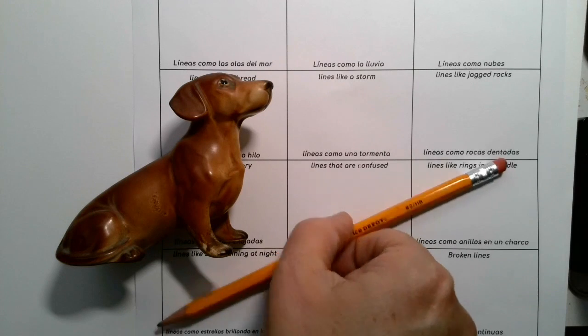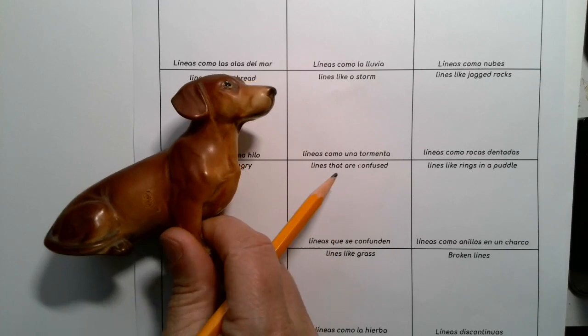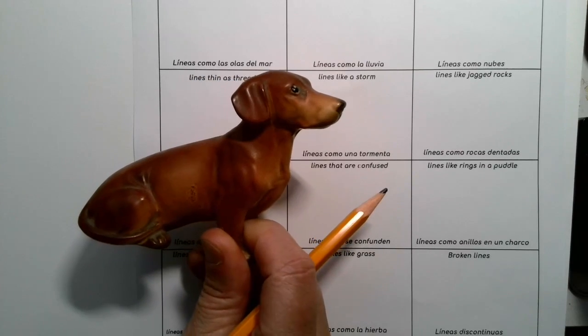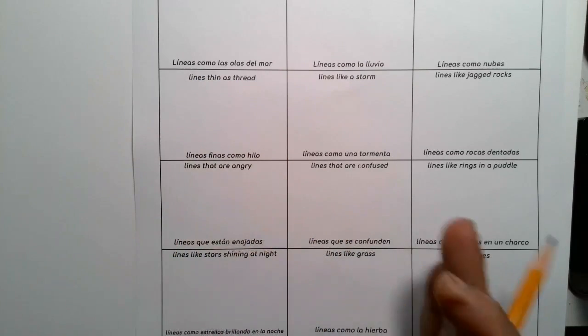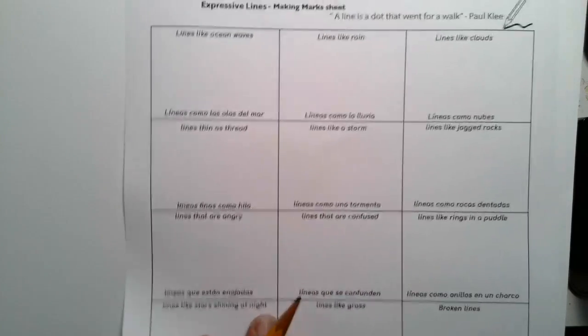Okay, so for this lesson, what you're going to do is create a vocabulary of line, and then do a drawing of an object, and take those lines and fill them into your drawing of your object to create something interesting.